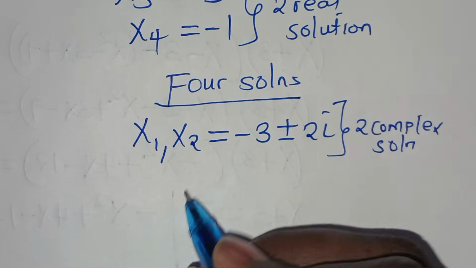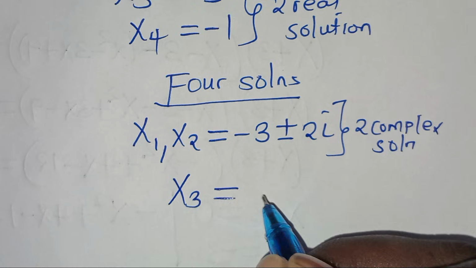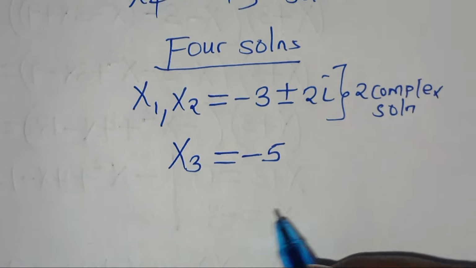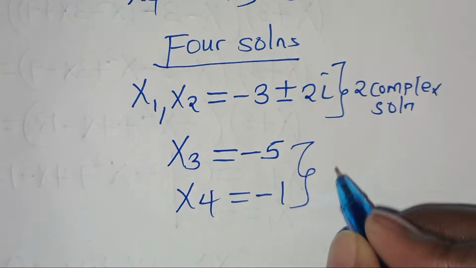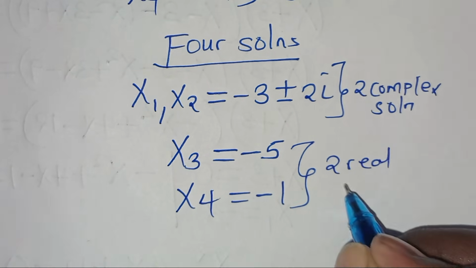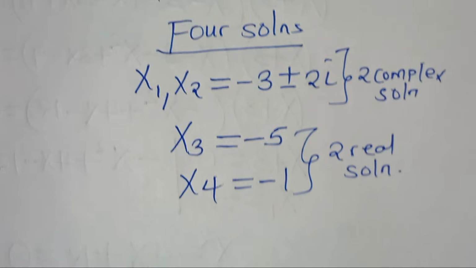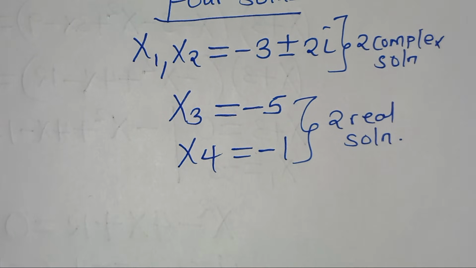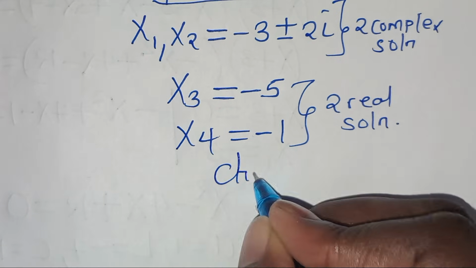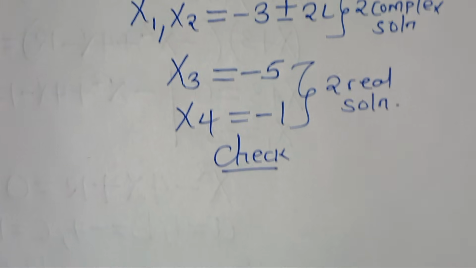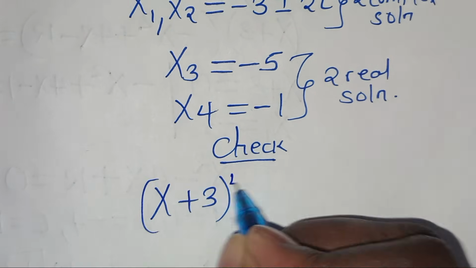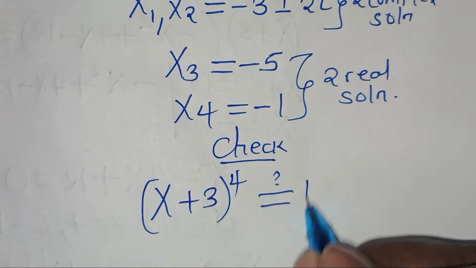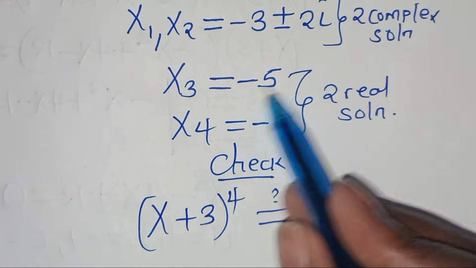And then we have x3 equal to negative 5, and x4 equal to negative 1. These are two real solutions. Now, let's check if these two real solutions satisfy the equation. We have (x plus 3) raised to the power of 4, which should give us a value of 16. Let's check negative 5 here.